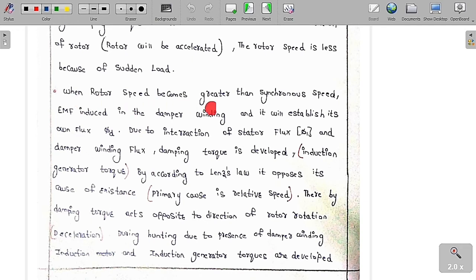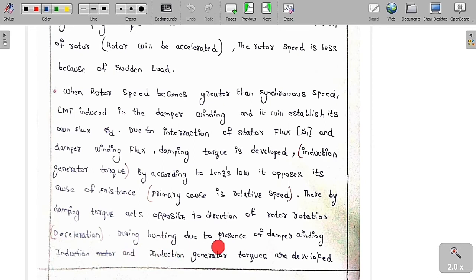So when rotor speed becomes greater than synchronous speed, EMF is going to be induced in the damper winding and it will establish its own flux phi. Due to interaction of stator flux and the damper winding flux, damping torque is developed. Induction generator torque, according to Lenz's law, opposes its cause of existence. The primary cause is relative speed. Thereby damping torque acts opposite to the direction of rotation of the rotor, which is called deceleration.